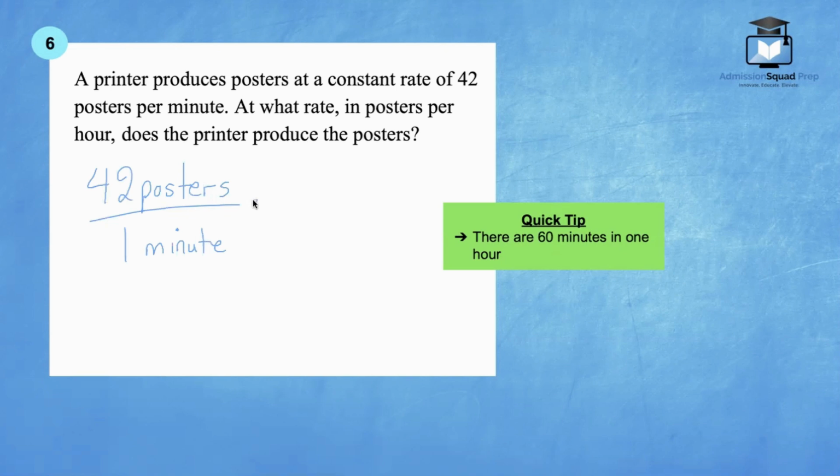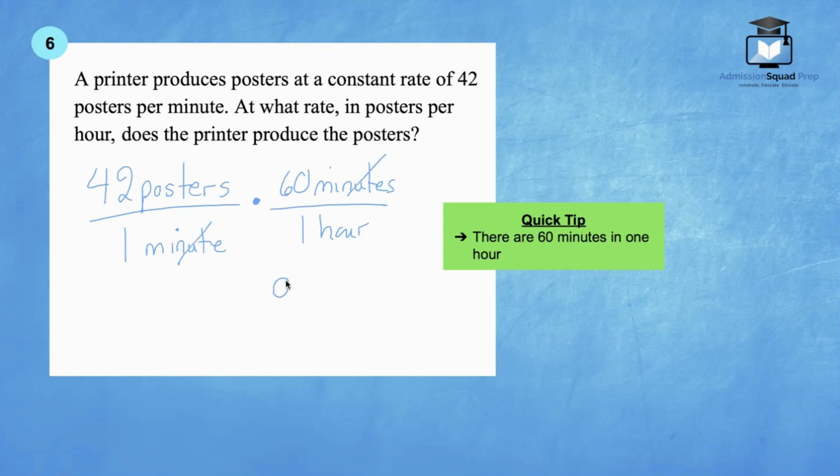So we can go ahead and multiply this fraction by 60 minutes over 1 hour, because technically 60 minutes and 1 hour are equal. So you can multiply it by this fraction. Notice the units of minutes will cancel out. And now we're left with 42 times 60 over 1 hour.